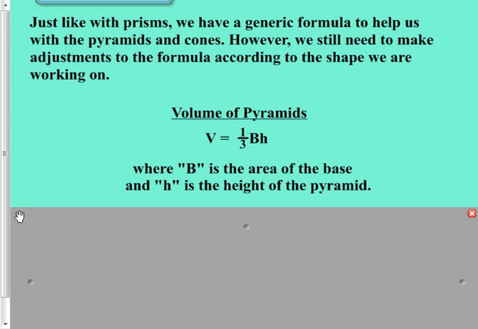So same as last time, big B is your area of your base, H is your height of your pyramid, and once again, keep in mind that H does not necessarily have anything to do with from top to bottom. Height is measured perpendicular to the base. Wherever it happens to be, height will be perpendicular from it.